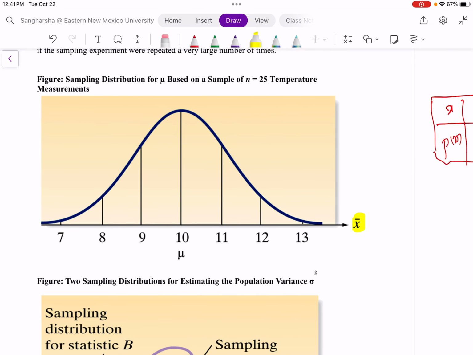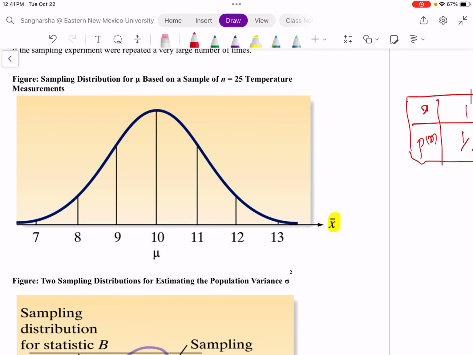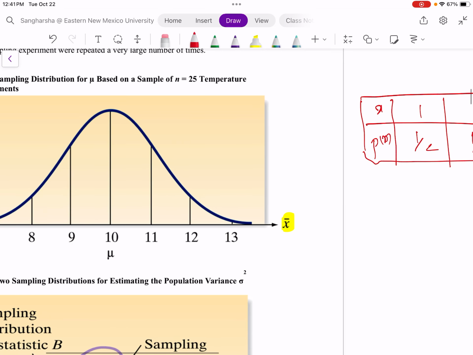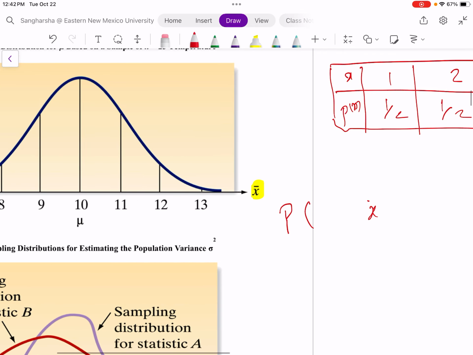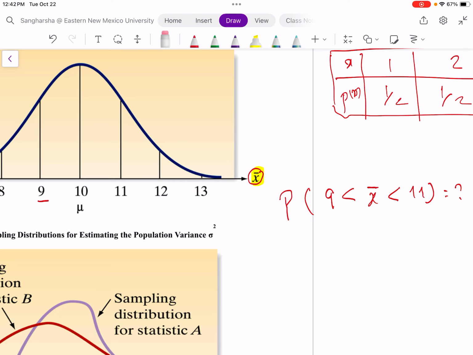Okay, so from this we already have the sampling distribution. And if you are asked to find the probability that X bar takes a number greater than 9, less than 11, how do we find this? The concept is the same. If you have a continuous probability distribution, how did we find the probability? Probability is the same as finding what? Area, right?